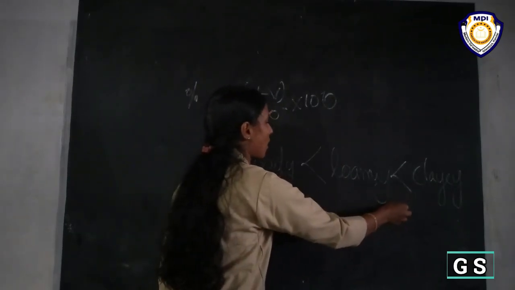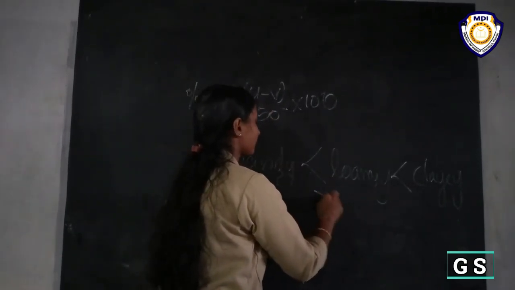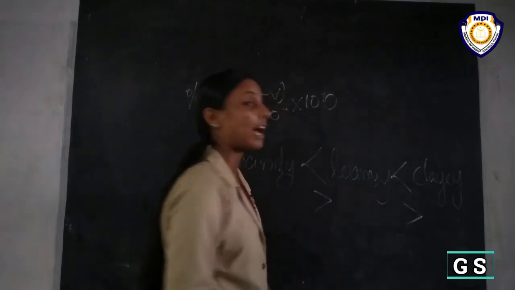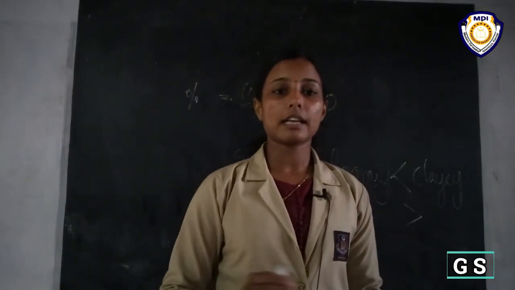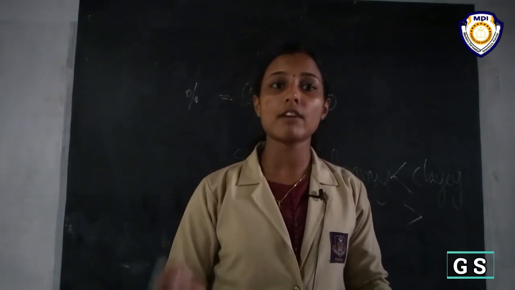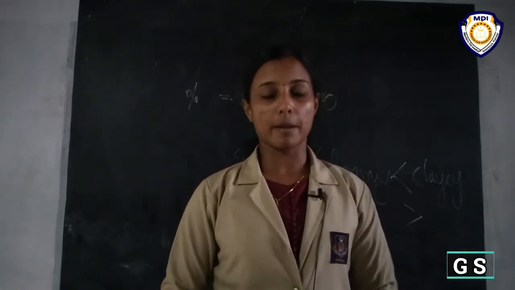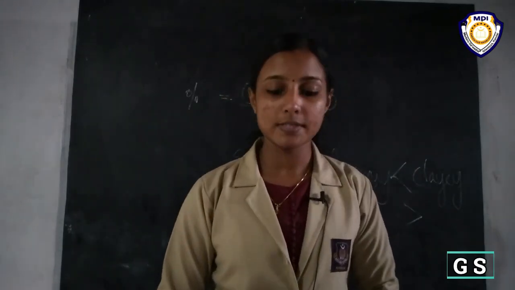And the reverse order will give the percolation rate. Okay, so they are reverse. The percolation rate is the reverse of the absorption capacity. Okay, so here you have some questions.